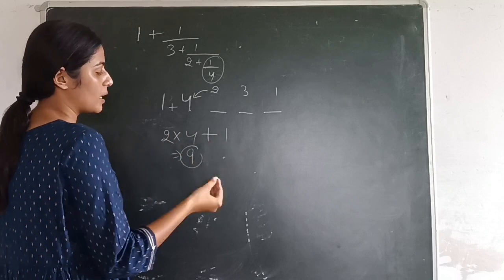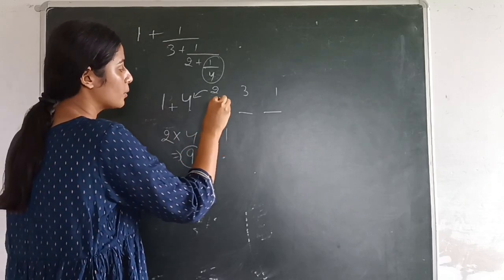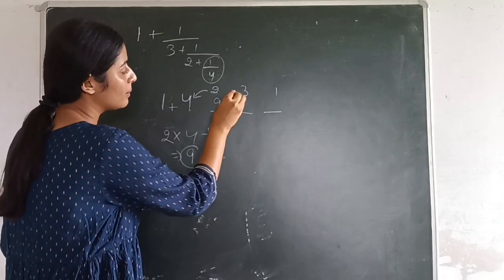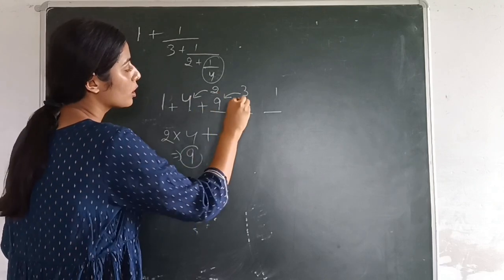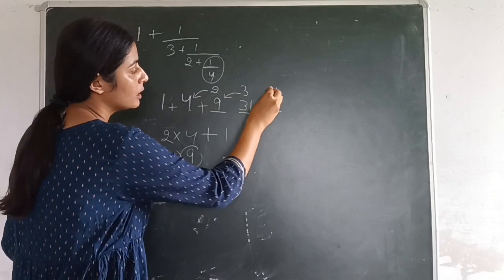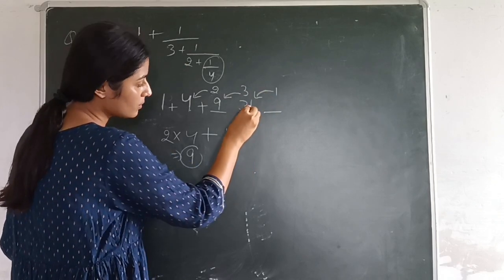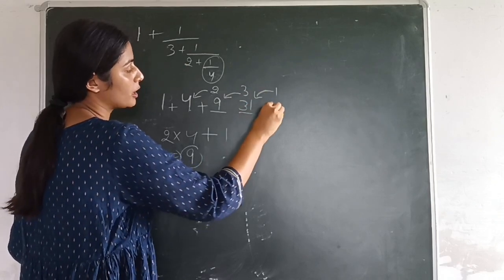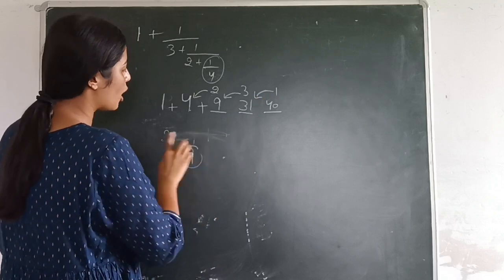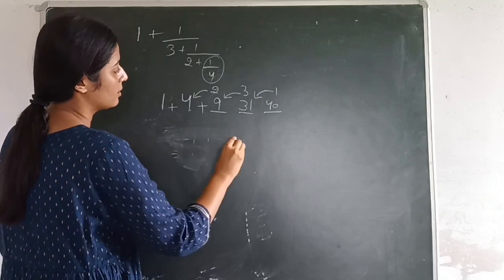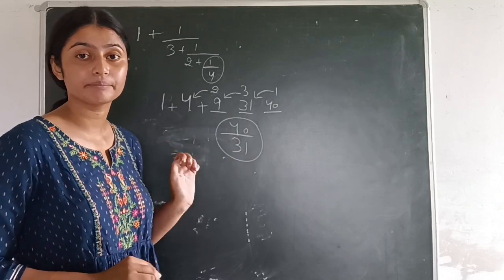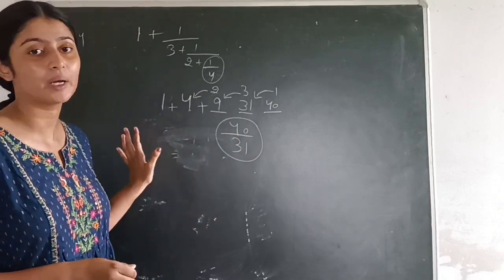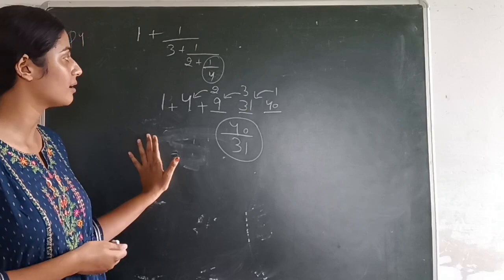2 4 ka 8 plus 1 is 9. So the number here will come 9. Now I will multiply this. 3 9 ka 27 plus 4, 31. 1 into 31, 31 plus 9, 40. So the answer that I got is 40 by 31. Hope I have cleared it very well and you got this trick.